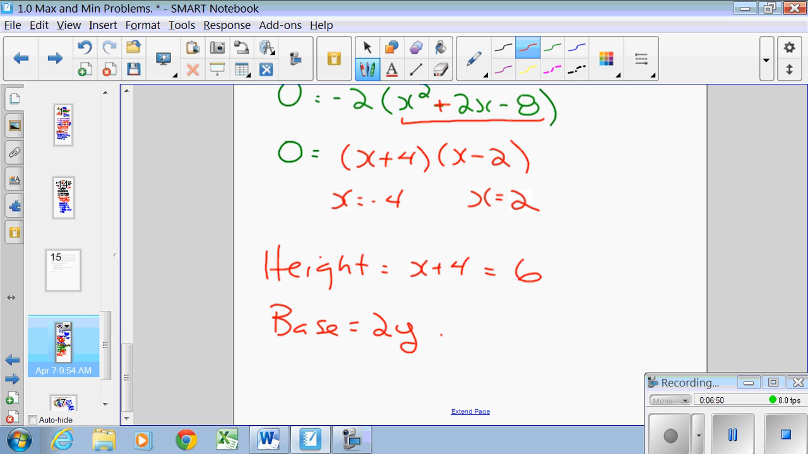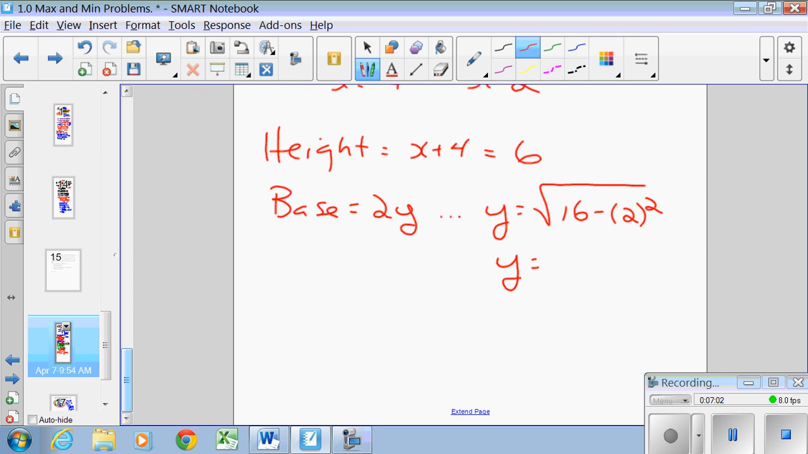So I need to figure out what my y value is, and my y value was the square root of 16 minus x squared. So my y value, if I simplify this, y equals the square root of 12. That's like 4 times 3. So y equals 2 square root of 3. That's the one y value. So if I put all those thoughts together, then my base is going to be 2 of those. So it's 4 root 3.